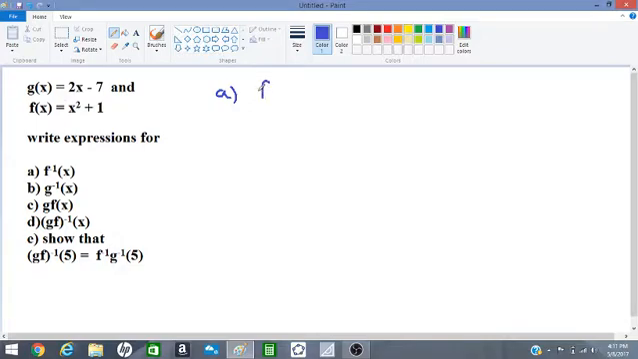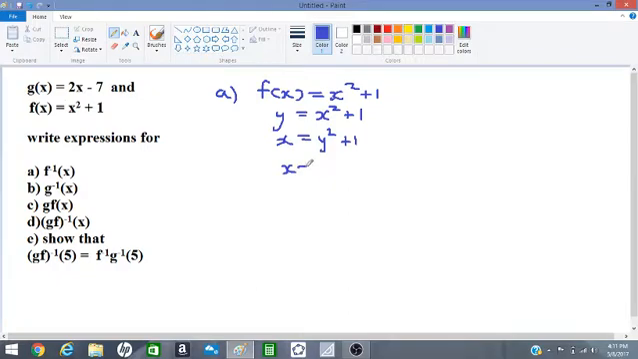So we have f of x equals x squared plus 1. We will change f of x into y. We will then switch around x and y, or we will swap them. So now x will become y squared plus 1. We will now make y the subject of the formula.